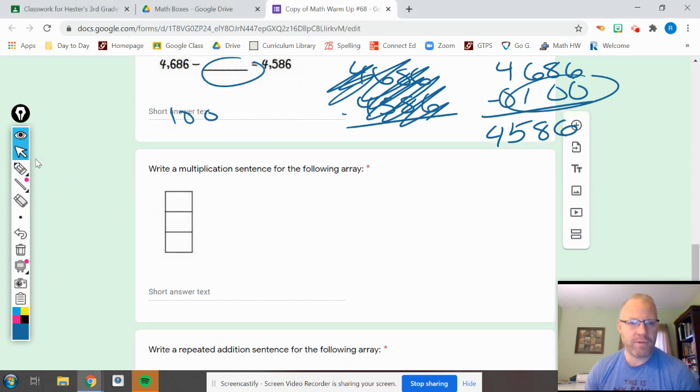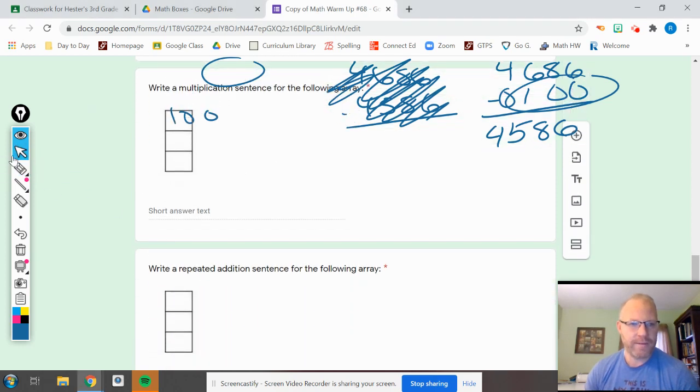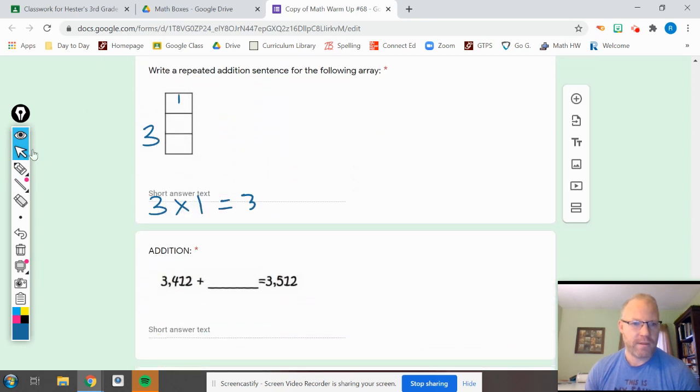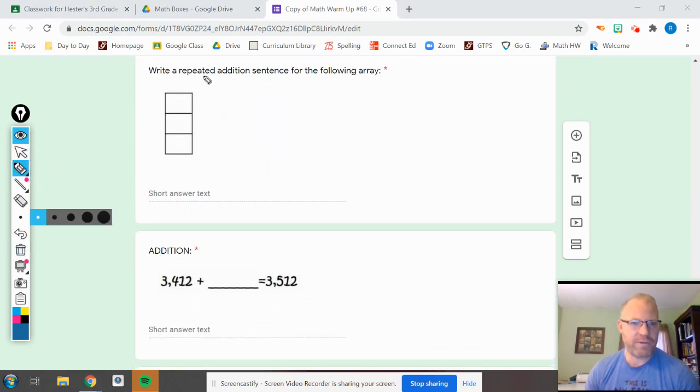Next, write a multiplication sentence for the following array. So when we look at this array, it shows us that we have 3 rows of 1. So 3 groups of 1. And since we have 3 groups of 1, that's going to be 3 times 1 equals 3. That brings us to the repeated addition portion, which again, 3 times 1 is 1 plus 1 plus 1, because it's 3 groups of 1.